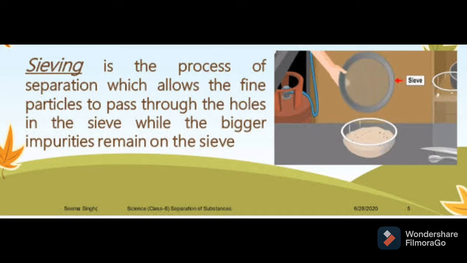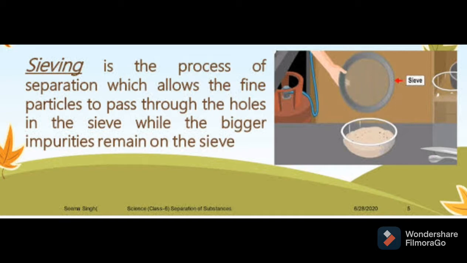When we sieve wheat flour, what happens? Small fine particles easily pass through the holes present on the sieve, and larger particles or unwanted material remain as they are on the sieve. There are varieties of shapes of sieves available in the market. So you can use any type of sieve depending upon your need.